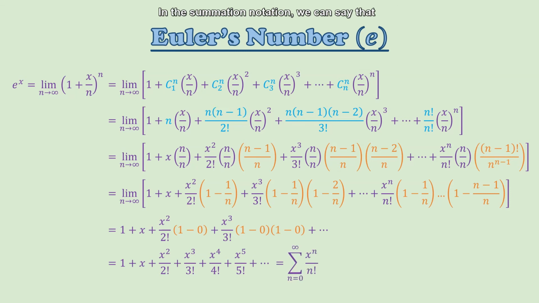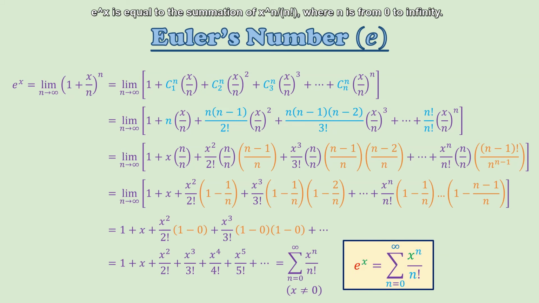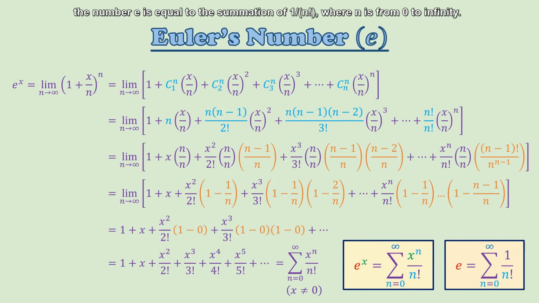In the summation notation, we can say that it is equal to the summation of x^n over n factorial, where n is from 0 to infinity. Please note that in this summation notation, we should assume that x is non-zero, because 0^0 is undefined. Also, please note that 0 factorial is equal to 1. As a result, we can have this conclusion. e^x is equal to the summation of x^n over n factorial, where n is from 0 to infinity. In particular, when x is equal to 1, then we should know that the number e is equal to the summation of 1 over n factorial, where n is from 0 to infinity.